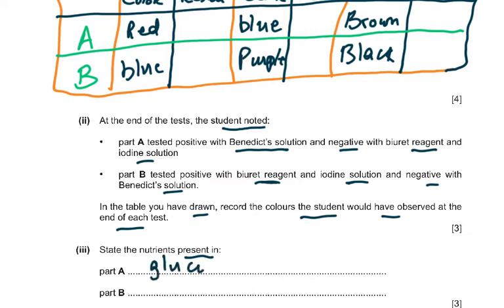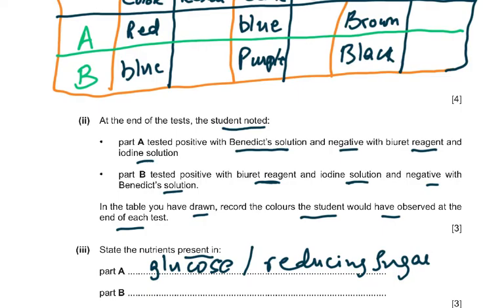It contains glucose, you could have said. It contains maltose, you could have said. Or you could have said it contains reducing sugar. So glucose is a reducing sugar. Then part B, nutrients present in part B.